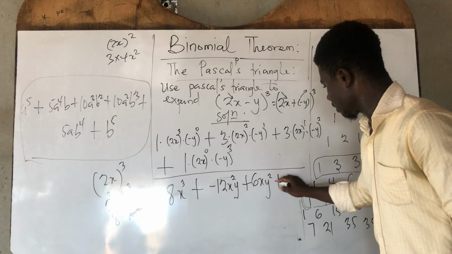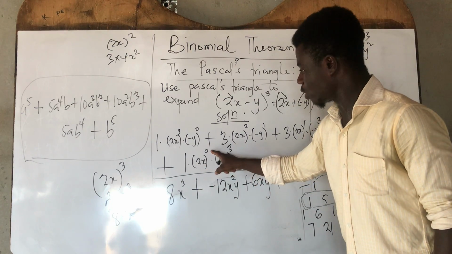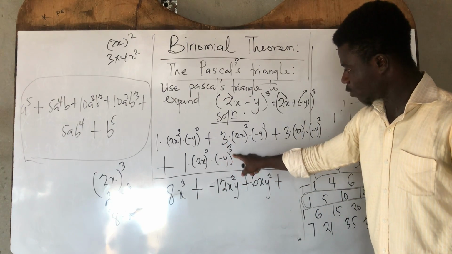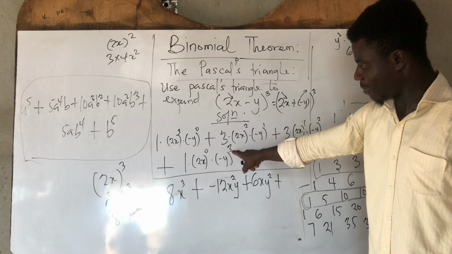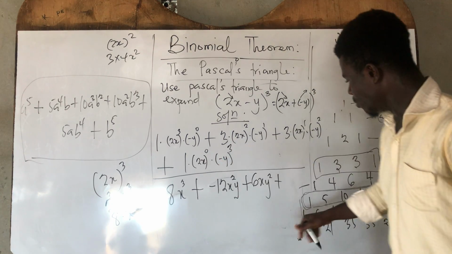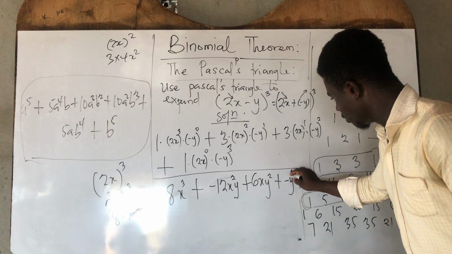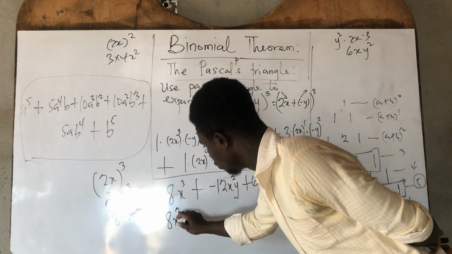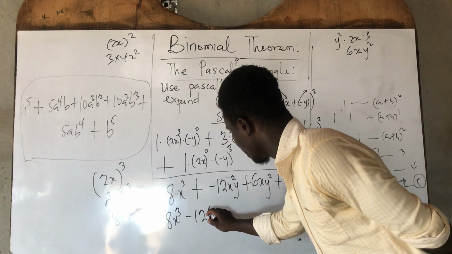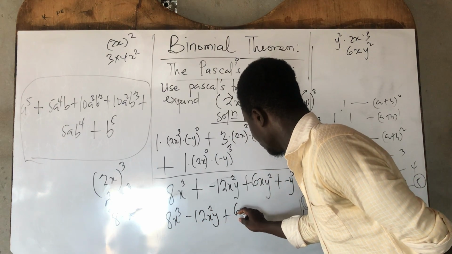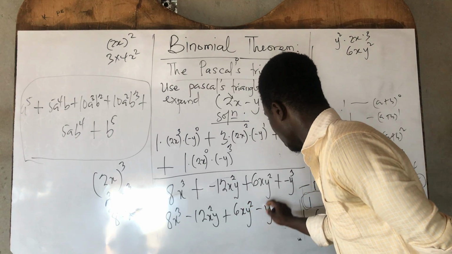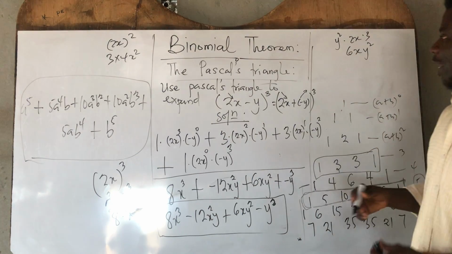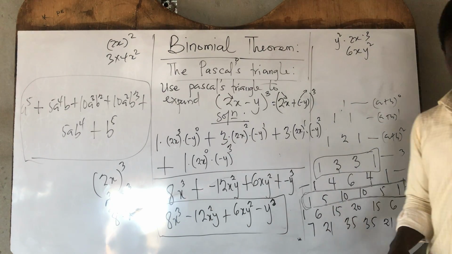Then plus, we have 2x all to the power 0, which is 1. 1 times 1 is 1. Then here negative y to the power 3. Since this is an odd number, it still remains the same. So I'll get minus y to the power 3. So I have 8x cubed minus 12x squared y plus 6xy squared minus y cubed. So this is the expansion for 2x minus y all to the power 3.